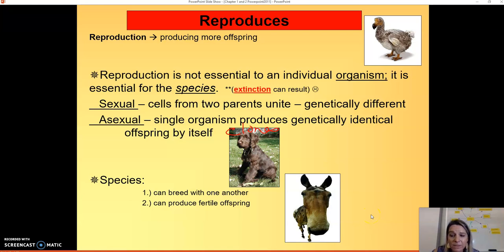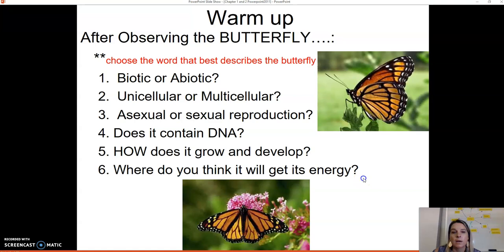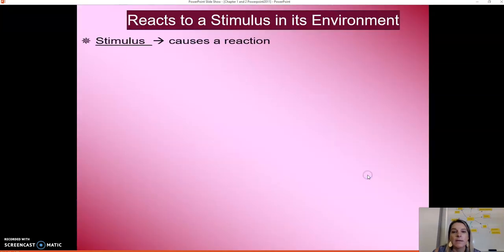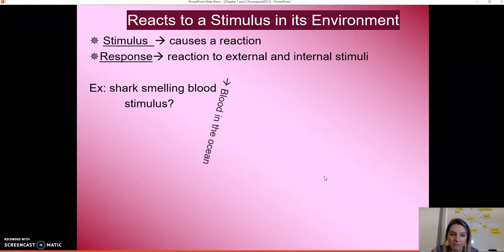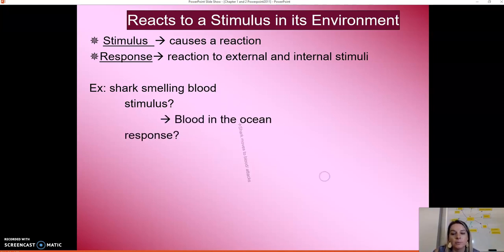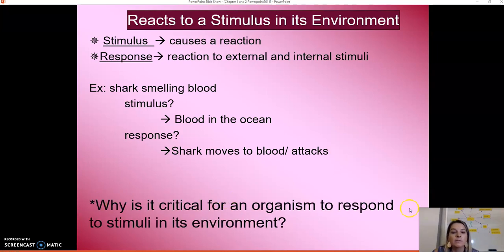So that's reproduction. So far we have cells, DNA, grow and develop, reproduces, okay? So next we have reacts to a stimulus in its environment. A stimulus causes a reaction, okay? And the response is a reaction. So you reach for a hot pot and then you scream, ouch. You are reacting to a stimulus in your environment, and that helps you to survive because you're not burning your hand off. A shark smells blood in the water. That'll give it energy. That helps it to survive. Why is it critical for an organism to respond to a stimulus in its environment? That's right. Survival.